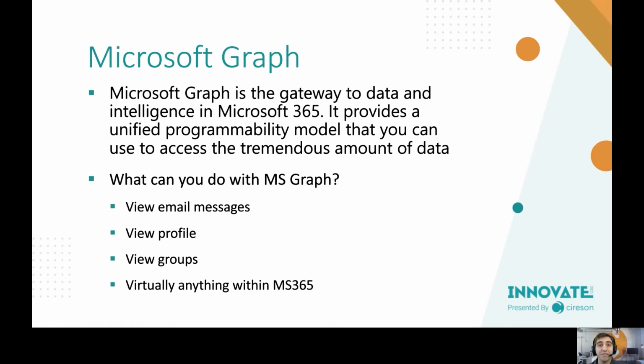So what exactly is Microsoft Graph? Simply put, Microsoft Graph is the gateway to data and intelligence in the Microsoft 365 or cloud ecosystem. It's a set of APIs that provides a unified programmability model that can be used to access an enormous amount of data. So you might be asking, what kind of data? Well, you can get email messages, calendar appointments, profile information, group information. Really, you can get virtually anything within the Microsoft 365 ecosystem.